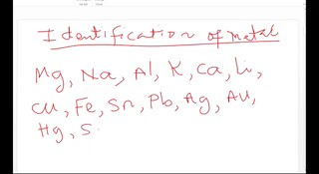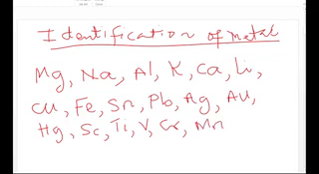We have Sc, that's scandium. We have Ti, that is titanium. We have V, that is vanadium. We have Cr, that is chromium. We have Mn, that is manganese. We have Co, that's cobalt. We have Ni, that's nickel. We have Zn, that is zinc.